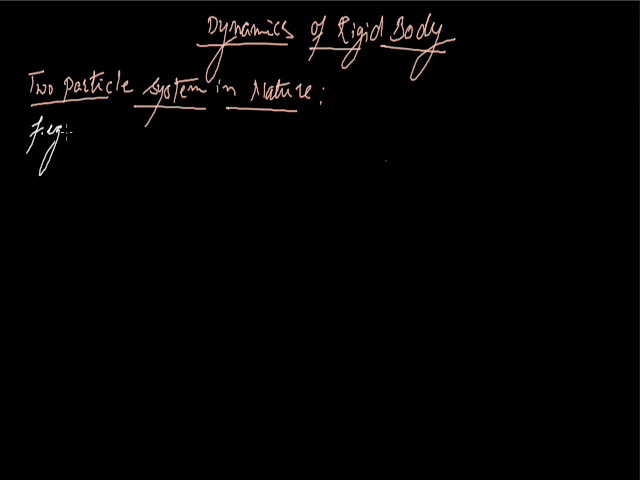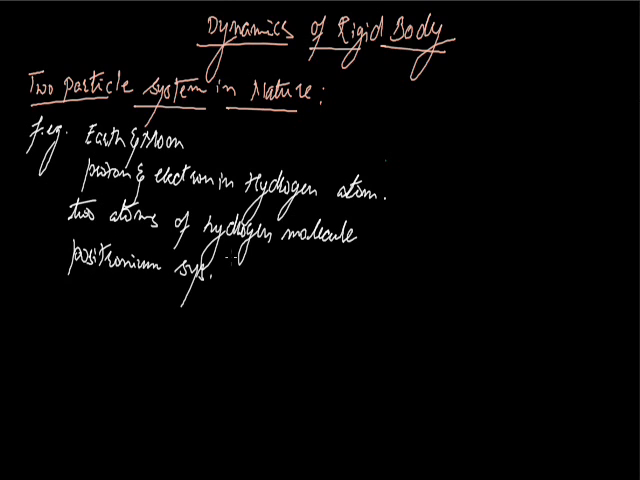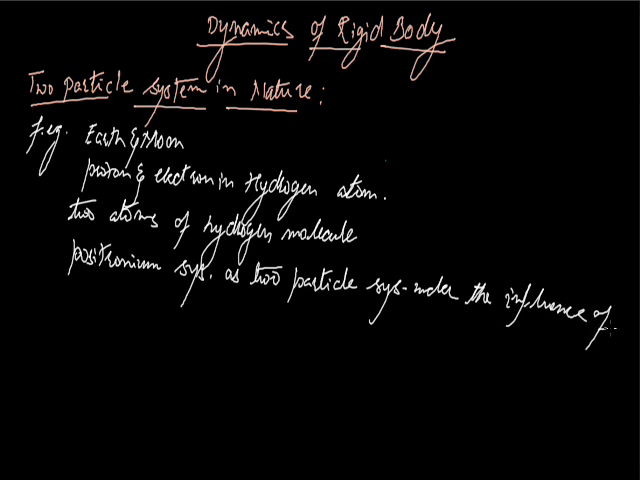So, two particle systems in nature, for example, Earth and Moon, proton and electron in hydrogen atom, two atoms of hydrogen molecule, and positronium systems as two particle systems, under the influence of mutual interaction forces and free from external forces.